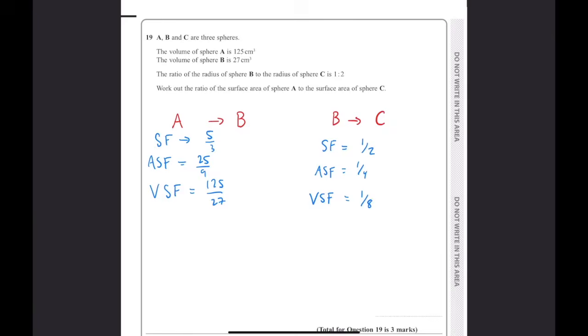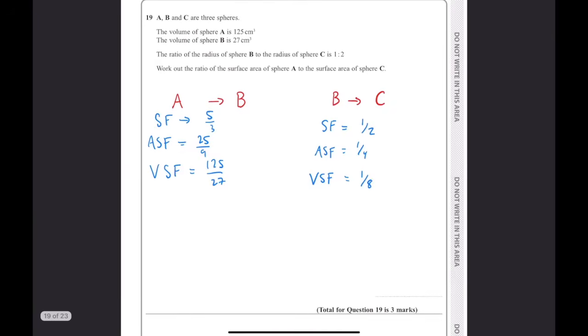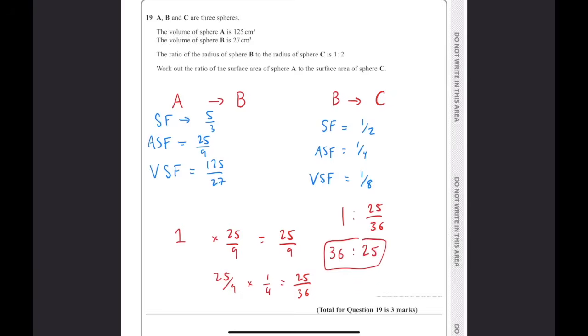Now the easiest thing to do here would be to pretend the surface area of A is, for example, 1. If we multiply that by 25 over 9, that is going to be what the surface area of B would equal. And then if we turn that into C by multiplying it by 1/4, that is going to be 25 over 36. So it's 1 to 25 over 36. Or if we simplify that, we're going to have 36 to 25. And that is our final answer.